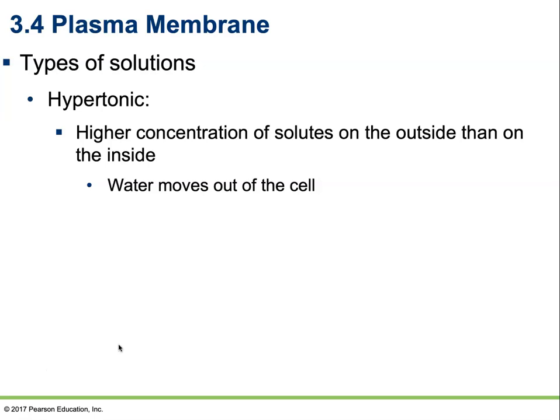A plant cell that's placed in a hypertonic solution is going to experience plasmolysis. This is where the cytoplasm is going to shrink away from the cell wall, and it's actually going to pull away, and the plant is going to start to wilt. So that's a hypertonic solution.